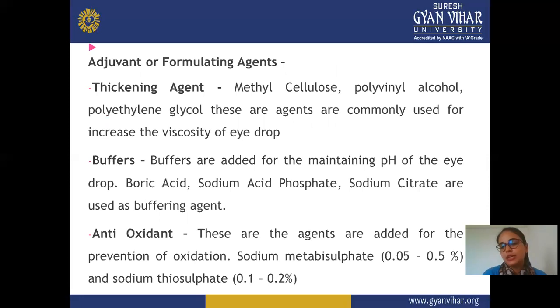First is the thickening agent, meaning a viscosity enhancer provides proper thickness. Mainly polymers or other thickening agents are used. Examples of thickening agents are methyl cellulose, polyvinyl alcohol, and polyethylene glycol. These agents are commonly used to increase the viscosity of an eye drop. Proper viscosity is required, and you should maintain it for your formulation. This viscosity is maintained with the help of ingredients like methyl cellulose, polyvinyl alcohol, and polyethylene glycol, and these excipients provide suitable thickness to your formulation.